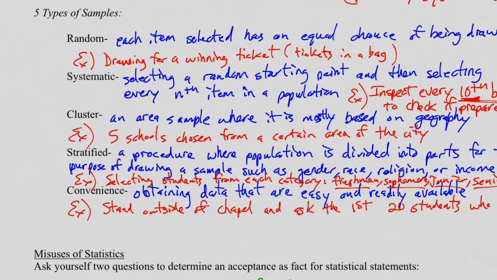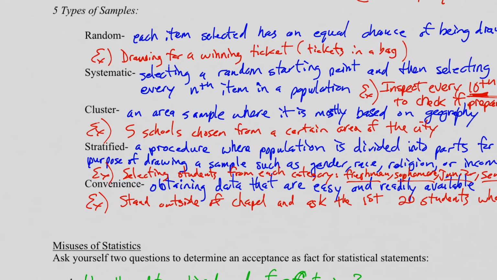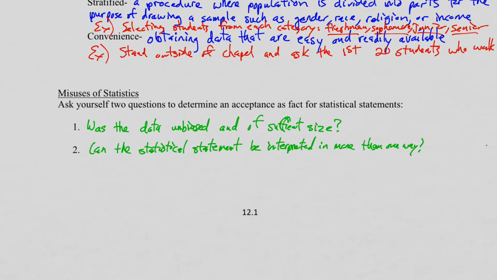and those are pretty unbiased, but in each of those, a person can actually make it biased, just by trying to use this technique to fit their agenda. Okay, so you have to be careful on how the sample is taken. So a couple misuses of statistics. When you hear a statistical statement, you can't just accept it as a blind fact. You do need to ask yourself a couple questions to determine if it's reliable, and that is, was the data unbiased? Okay, and was it a sufficient size?